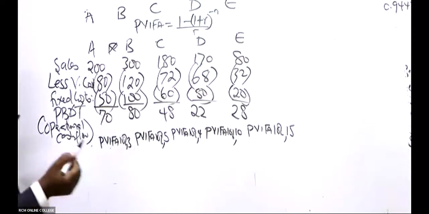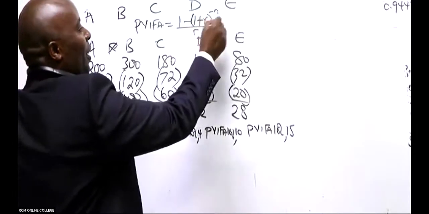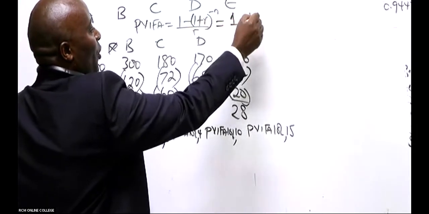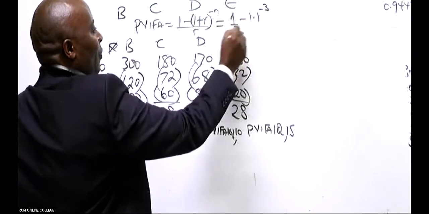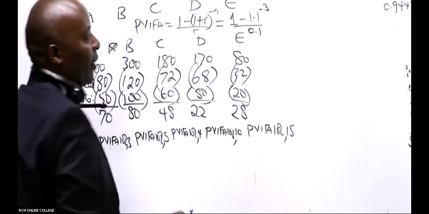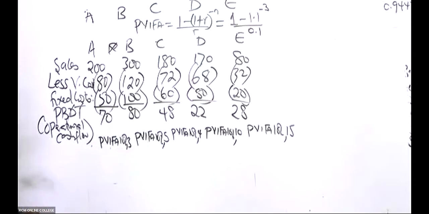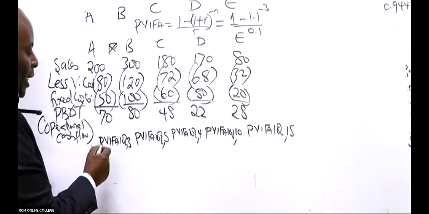So like now I know R is 10%. So here I will be talking of 1 minus 1.1 raised to, the first one is 3, eh? Divided by R, which is 0.1. So in your calculator, you say 1 minus 1.1 raised to negative 3. Whatever answer we get, after we say equals, we say divided by 0.1, and then you give me an answer. Please give me the answer for A.